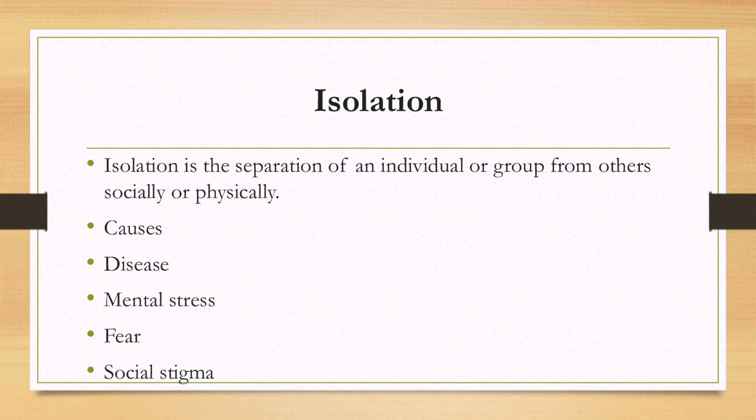The next one is mental stress. When there is depression or anxiety, that person will be avoiding social interactions. The next one is fear. When a person has a fear of rejection, fear of illness or criticism, the person will be leading to isolation. The next one is social stigma. People will be isolated because society discriminates against them due to illness, disability, poverty or other reasons, so the person will isolate himself. These are the causes of isolation.